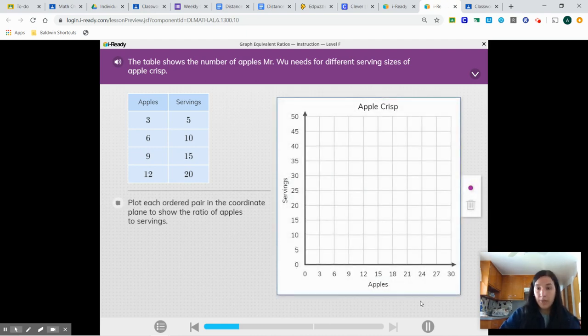Okay, we're going to plot them on the graph. Plot each ordered pair in the coordinate plane to show the ratio of apples to servings. 5, 6, 10, 9, 15, and 12, 20. Now what this tells us, we have y divided by x. Our unit rate is 5/3 or 1.5 per 1. So we're going to keep that in mind as we go on.